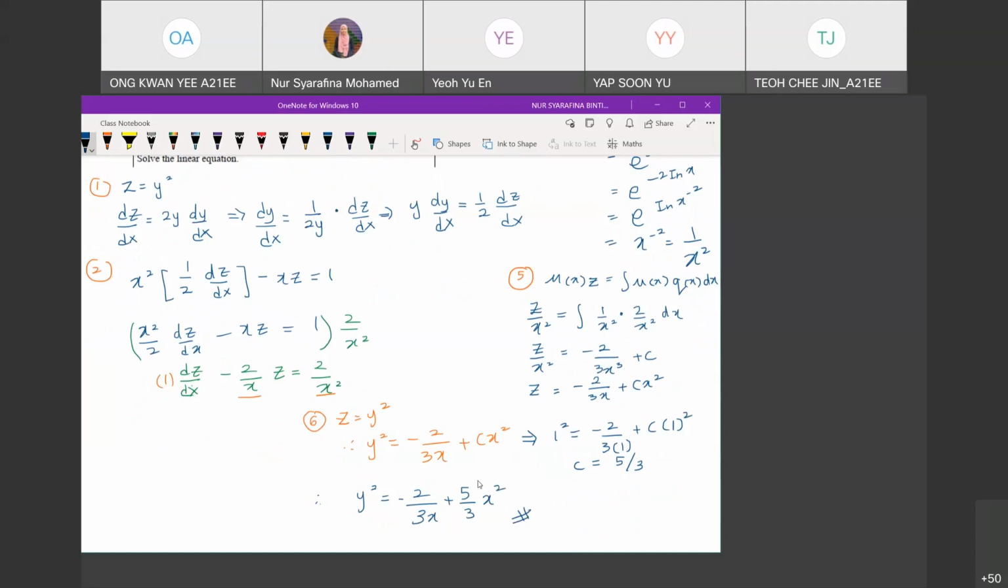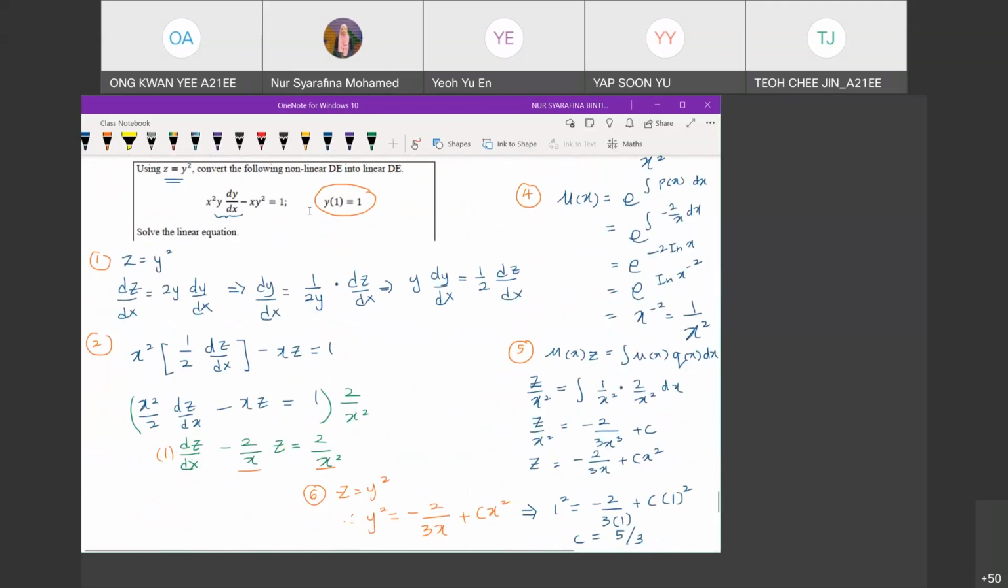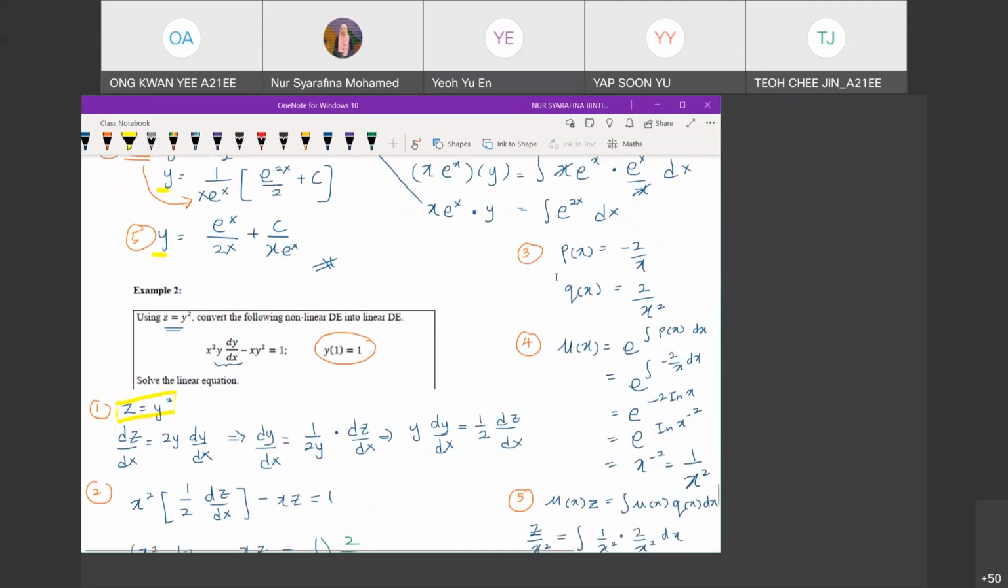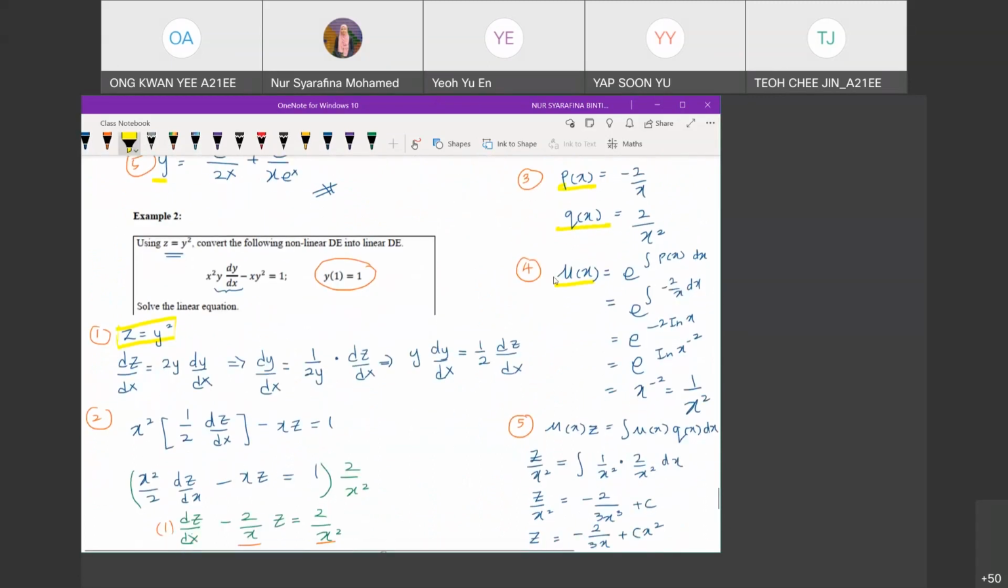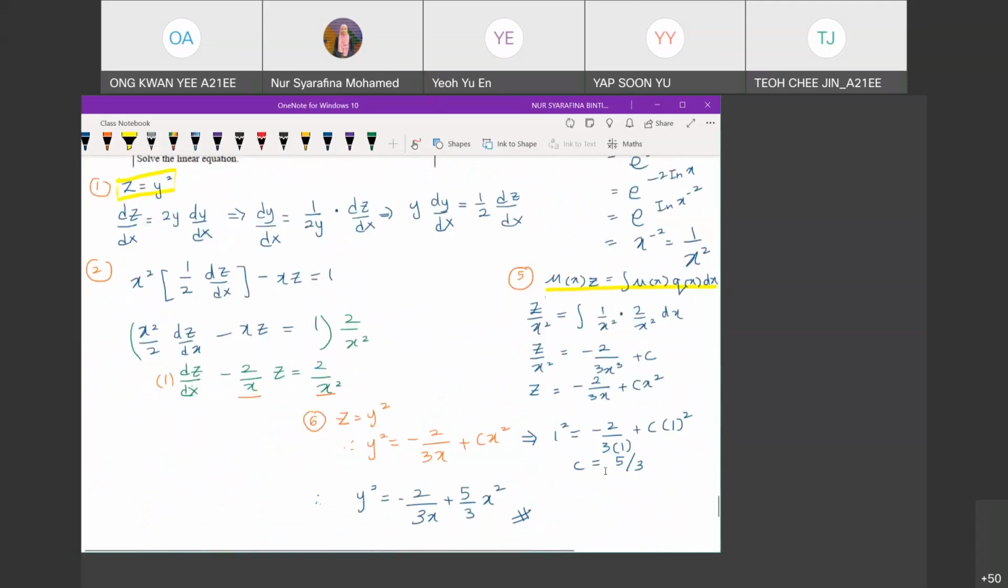So this is how you find the solution of a non-linear equation. First, it is non-linear, so reduce it to linear by using the substitution. Simplify to obtain P and Q, find the integrating factor, and then find the solution using the formula. Remember, this is in terms of z, which was substituted from the original problem, so remember to change the variable back. And this is the final answer. Is that clear for the linear equation?